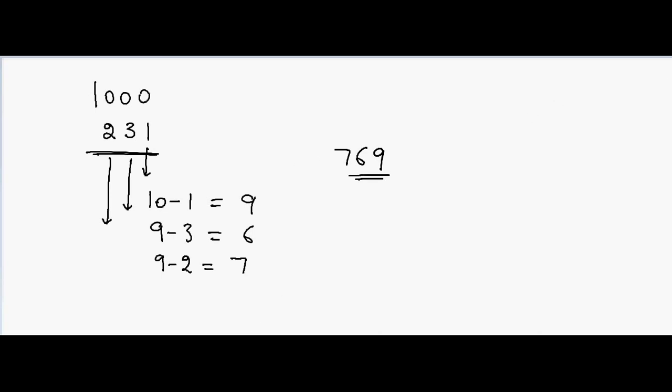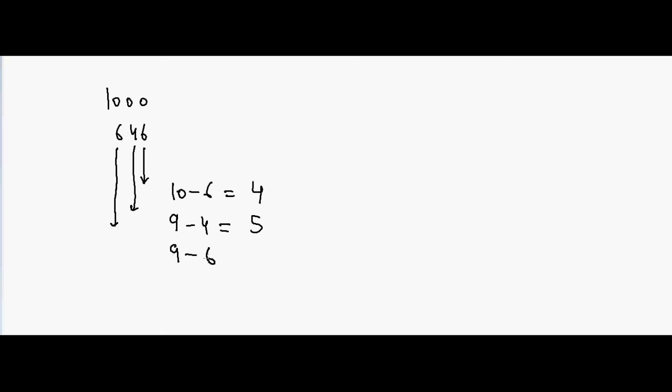Again, if I have 1000 minus 646, in that case I'll take the 6. 10 minus 6 is 4. Then I'll take the 4. So 9 minus 4 is equal to 5. And then I take the 6. So 9 minus 6 is equal to 3. So the answer is 354. So this method can be very helpful if we are in the exam or in day-to-day calculation.